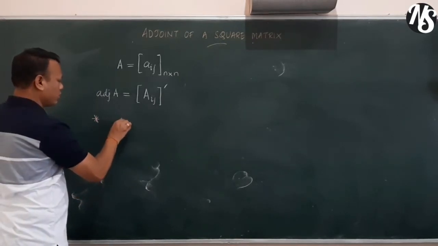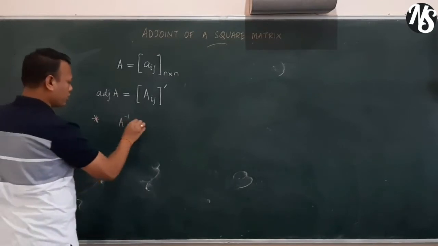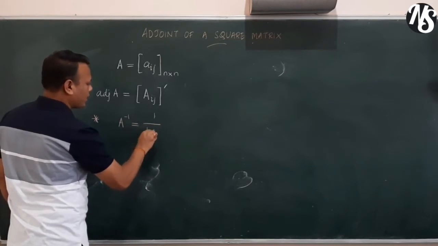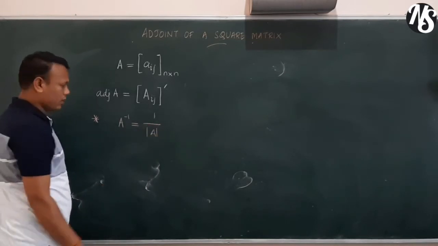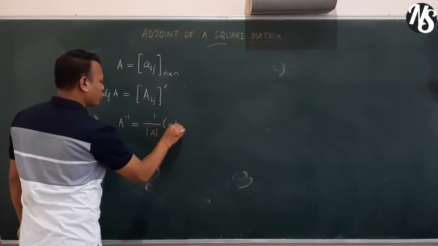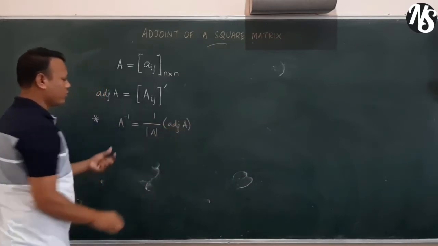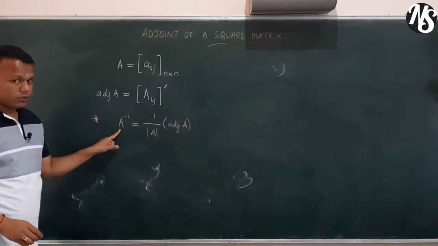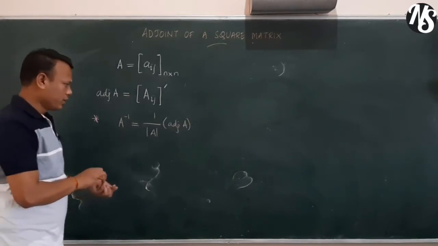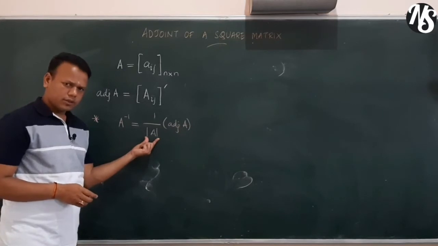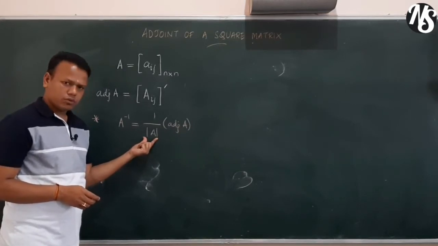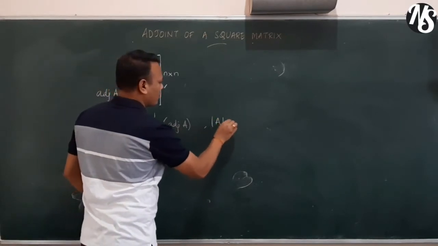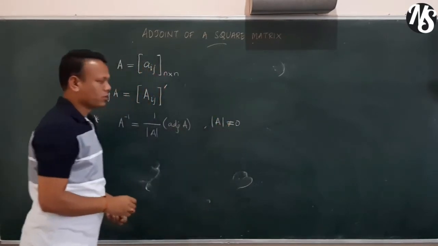So how do we find the inverse? The inverse of a matrix is found using this particular formula: 1 by determinant of A into adjoint of A. This is a very important formula for finding A inverse. Now see, the determinant is in the denominator, isn't it? So can it be equal to 0? No, right? So you have to mention that this determinant is not equal to 0.